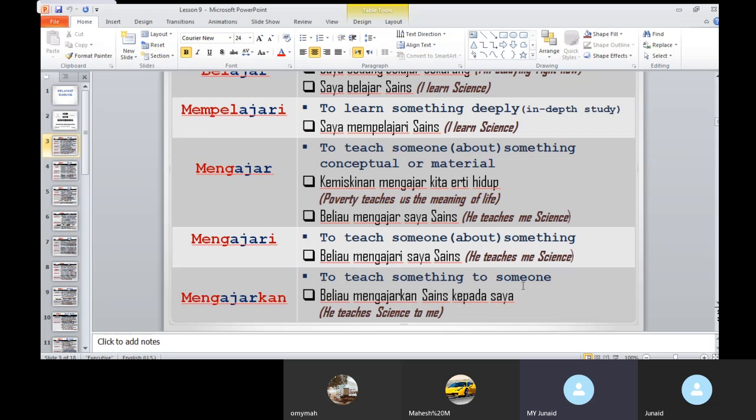And then mengajarkan, to teach something to someone. You cannot say he teaches me science. You have to put the object first and then the person. Beliau mengajarkan science, the thing that you teach, and then to someone. Mengajar or mengajari, beliau mengajar saya, must be someone first, and then the thing that you teach. Mengajarkan, the other way around: after the verb, you put the thing that you teach, and then to whom you teach.